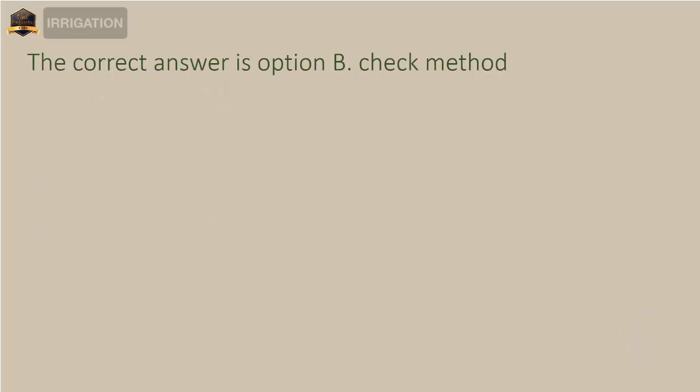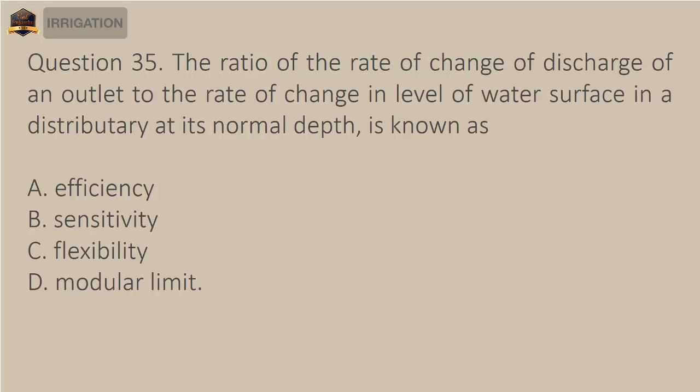Question 35. The ratio of the rate of change of discharge of an outlet to the rate of change in level of water surface in a distributary at its normal depth is known as A. Efficiency. B. Sensitivity. C. Flexibility. D. Modular limit. The correct answer is option B, sensitivity.